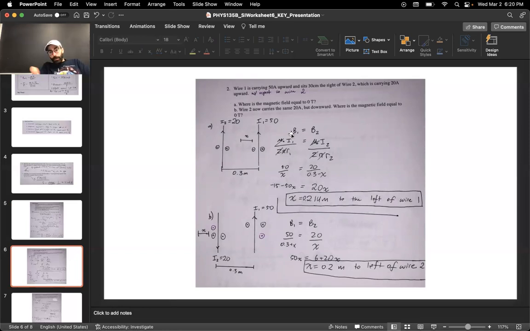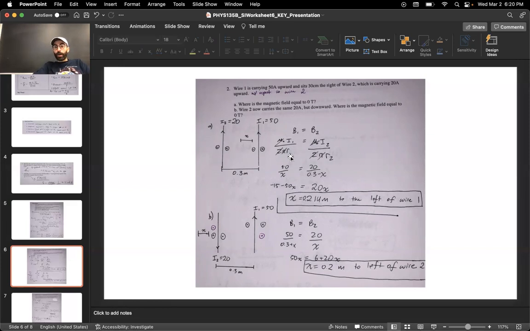So for them to equal 0, obviously they need to be equal to each other, where the difference is the current and the radius. These guys are all constants between them, right? So I cancel all that out. At which point I can define a distance x from wire 1. And realistically, you can choose wire 1 or 2, but I defined it to the left of wire 1. But you can work either way.